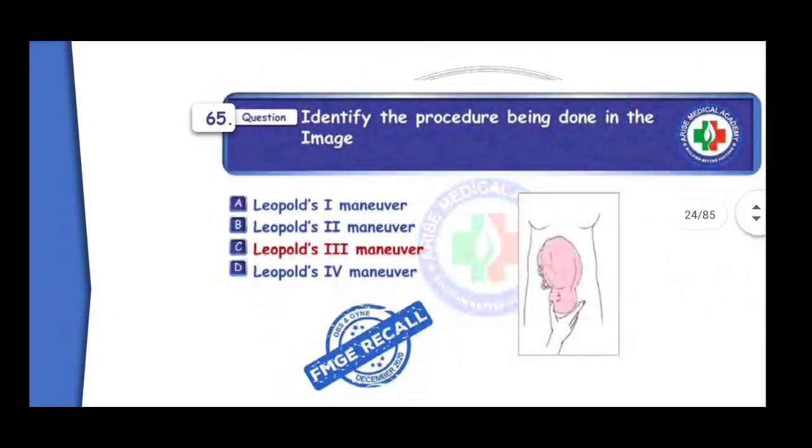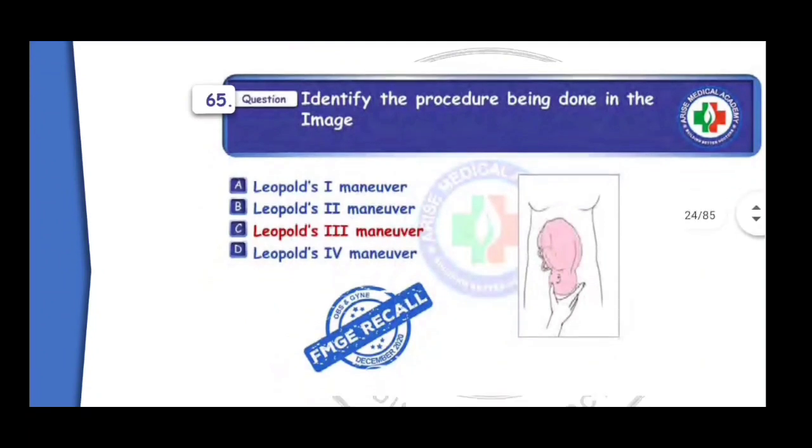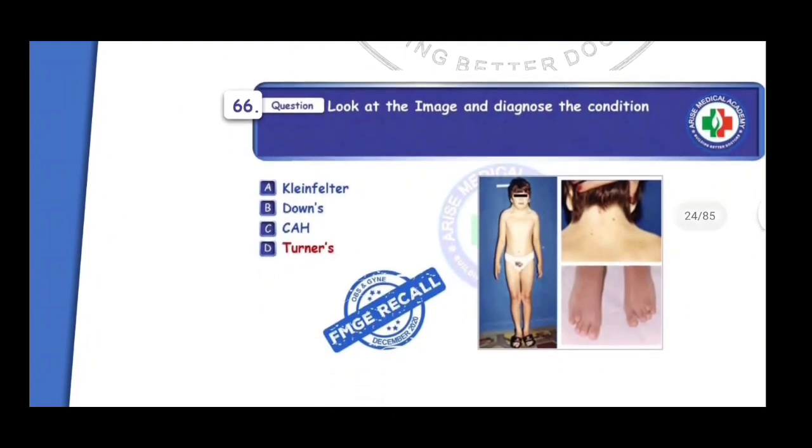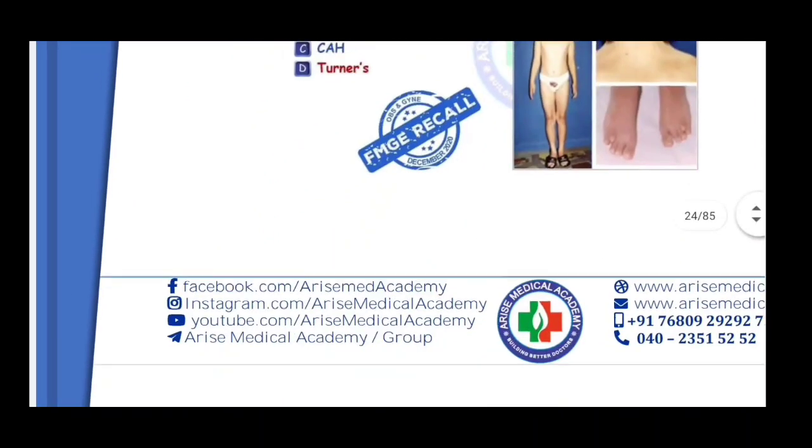Identify the procedure being done in the image. So this is the Leopold third maneuver. Look at the image and diagnose the condition. So this is Turner syndrome.